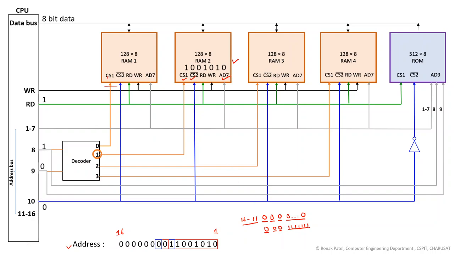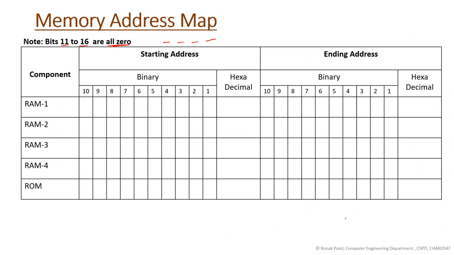Right? Same thing I need to do for RAM 2. In this case, this is a RAM, so the 10th bit must be 0. As it is RAM 2, the 9th and 8th bits must be selected as 01. Rest will be the same. Starting means all 0, and ending is all 1. So the same thing is written here.